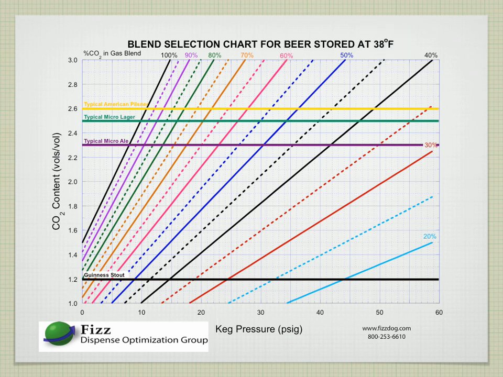And the last but not least is we're going to use a 2.7 volume beer. We're going to call that a mass market beer, a domestic mass brewed beer at 2.7 volumes, and again at 38 degrees Fahrenheit. And we're going to do the same 23 psig. So your intersection point for 2.7 volumes at 23 psig at 38 degrees is 70% CO2.